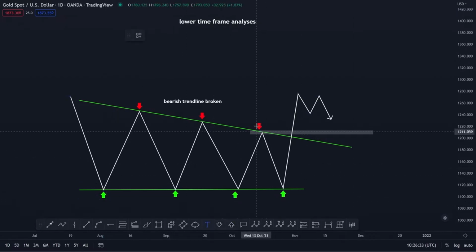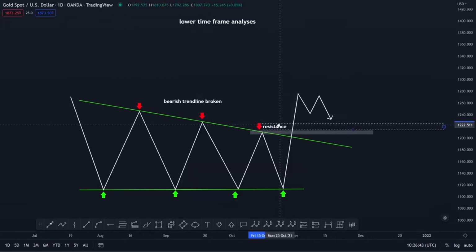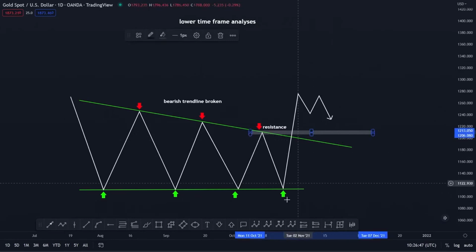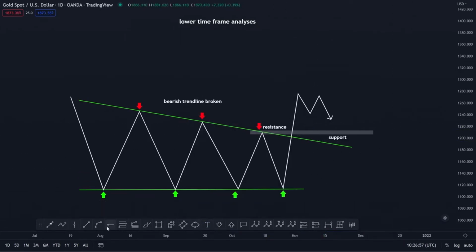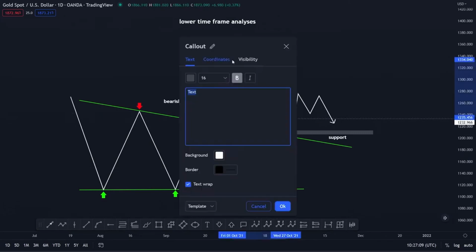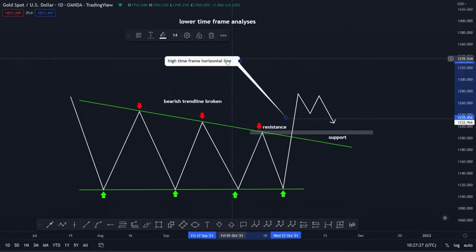Then from here you will see resistance. We have a resistance here, and then we have a support over here. We have a support this side. And then let's say maybe you can also mention this one here and say a higher time frame horizontal line. You can do something like this, higher time frame horizontal line over here.